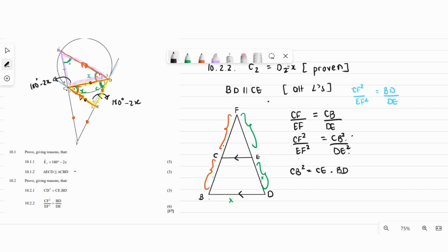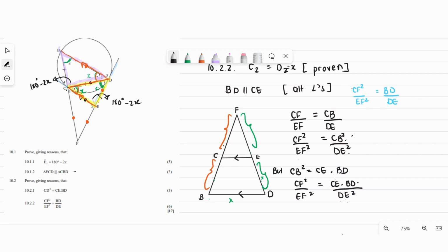So let's substitute that. It's going to be CF squared divided by EF squared is equal to CE multiplied by BD divided by DE squared. But another thing is that now we see on the numerator on the right hand side we have BD, but here it's still the same thing. We have DE squared, and we need one of them. So in the numerator on the right hand side, this one needs to cancel with this one.